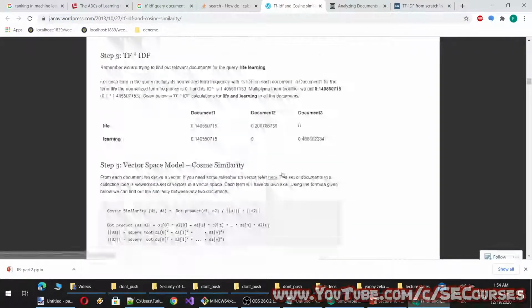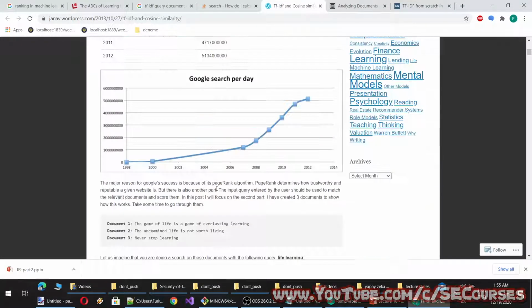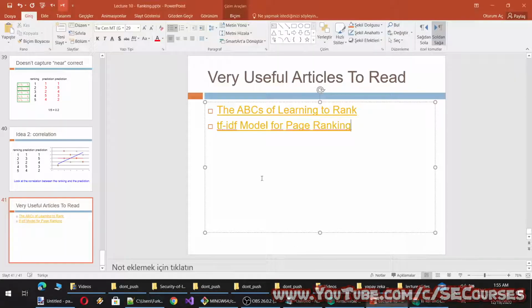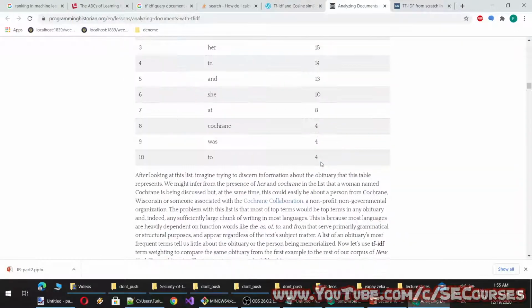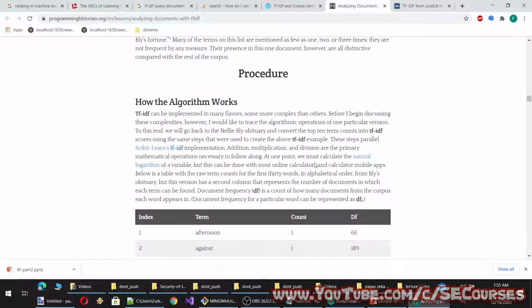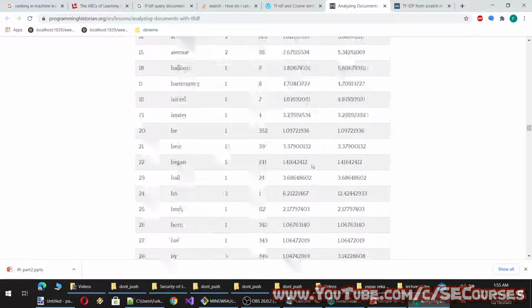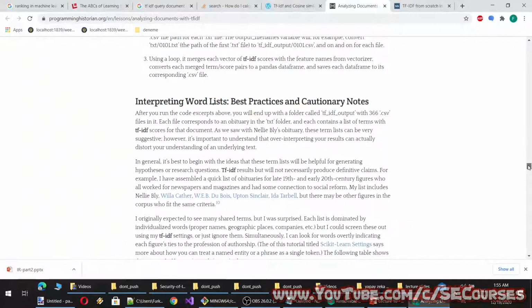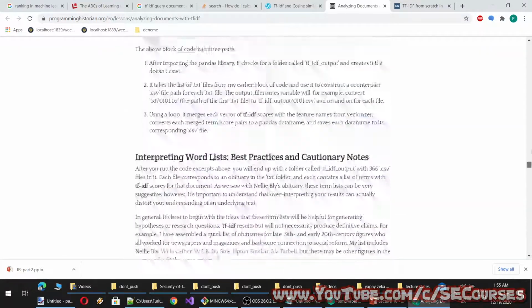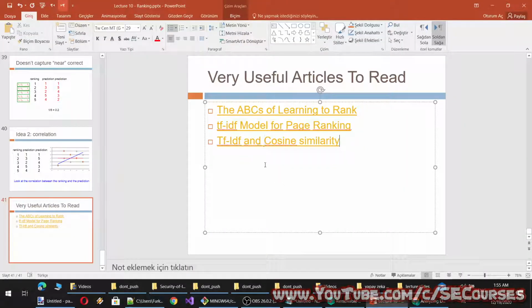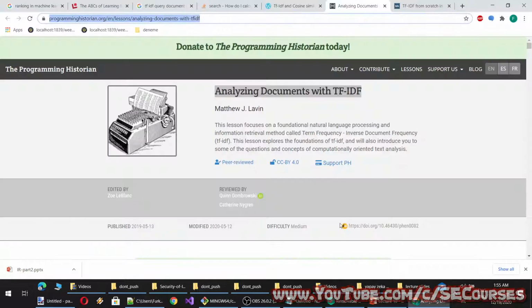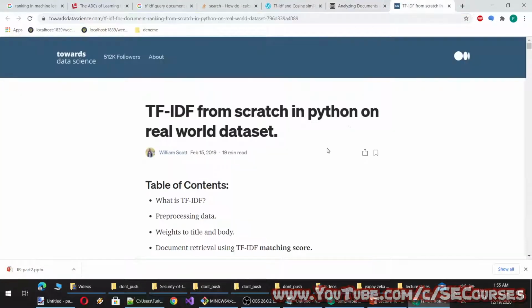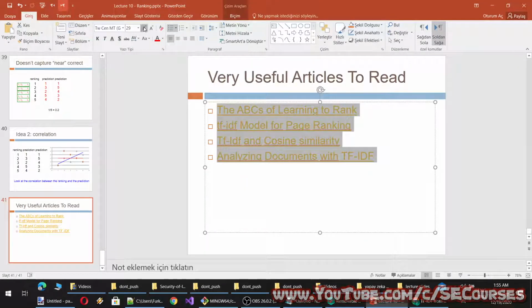I think this may be another one. Yeah, this one looks nice as well. Okay, I think this should be enough. Yeah, this one good. This one looks good as well. Okay, so let's make this bigger.